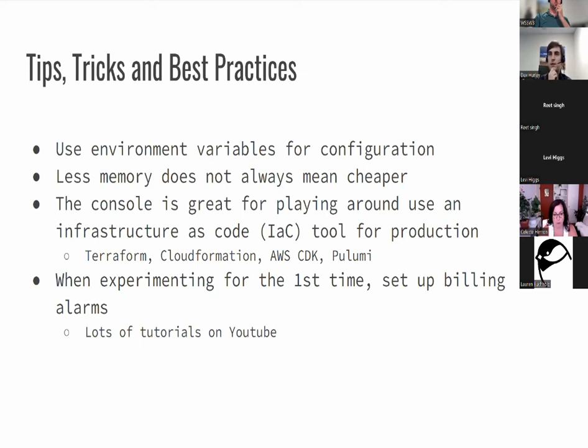Some tips, tricks, and best practices. Number one, use environment variables for configuration. So there's some sort of value that your Lambda function needs to know about, but it could potentially change. Say, the resource identifier for a different cloud resource, like the database address. You can use environment variables to actually pass that in.